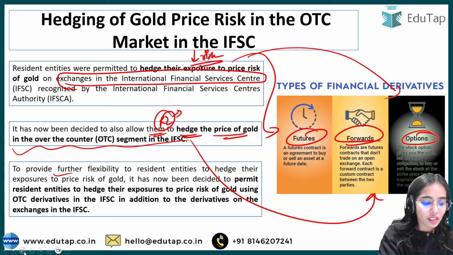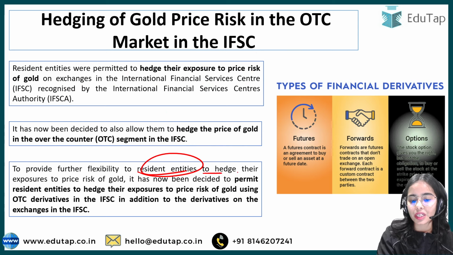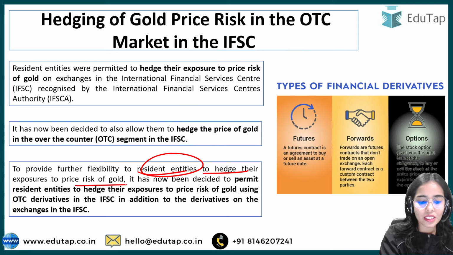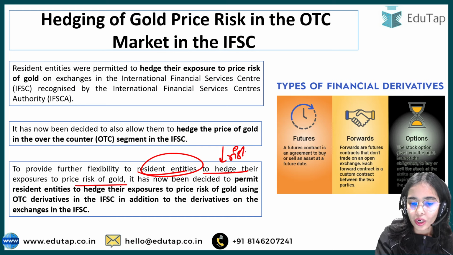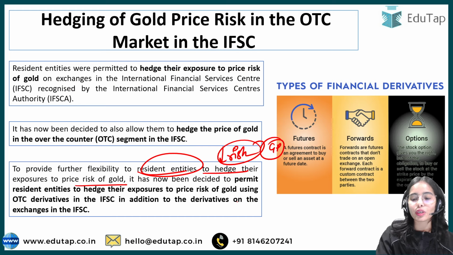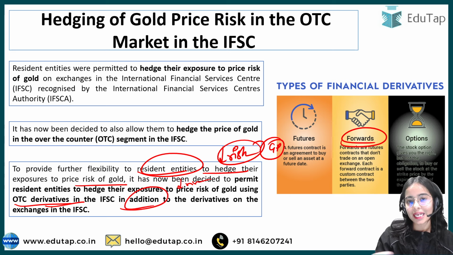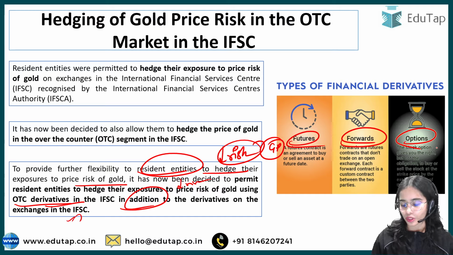So to provide further flexibility to the resident entities to hedge their exposure to price risk of gold, if you want to reduce your risk of the gold price, now you can use the over-the-counter derivative, that is forward, to reduce your risk, in addition to using the derivatives on the exchanges such as the futures and the options. So this is the idea.